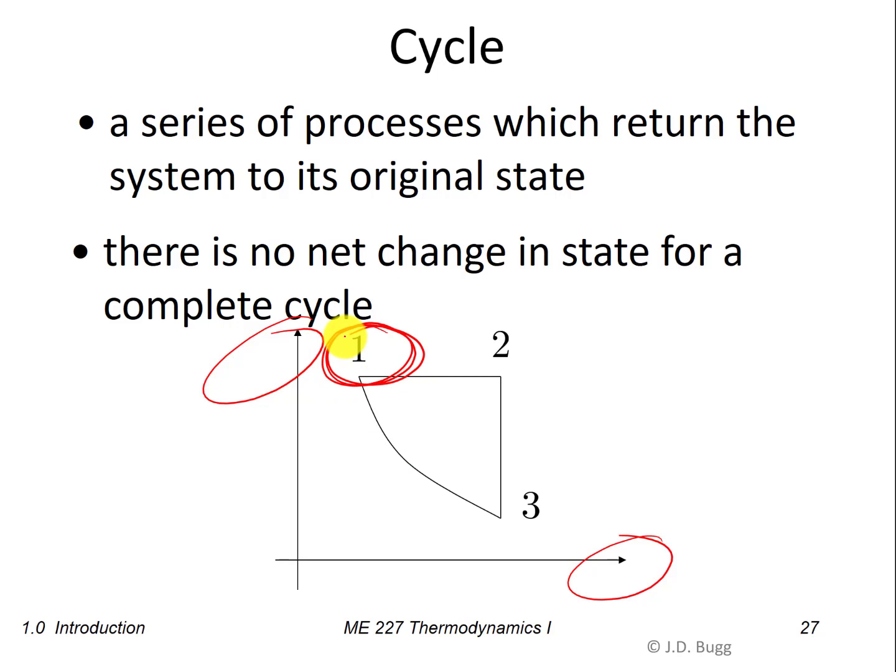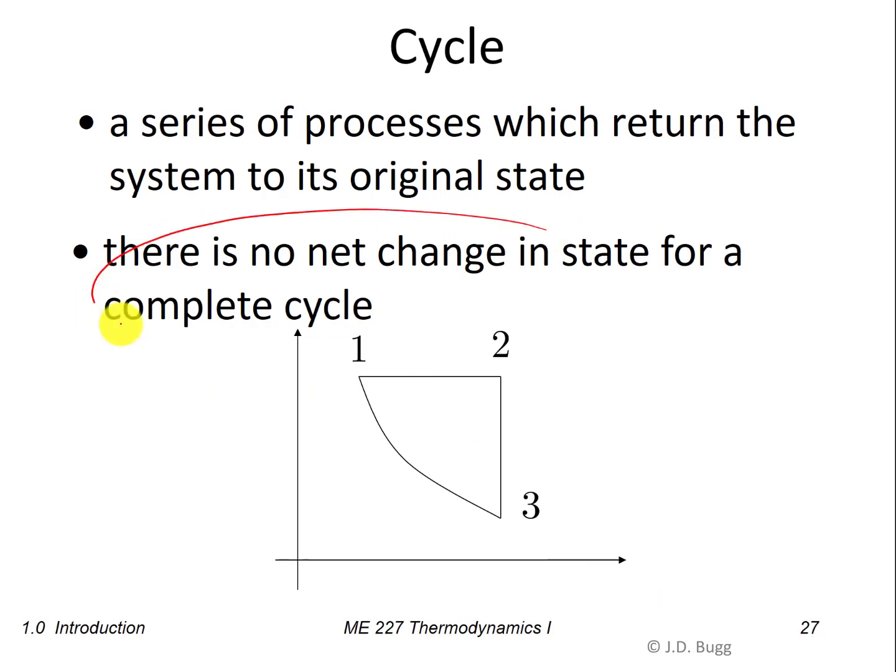So because of that, this second point is true. For a cycle, there is no net change in state. So for instance, if this vertical axis happens to be pressure, the pressure change from 1 to 2 is 0. From 2 to 3, the pressure drops. From 3 to 1, the pressure increases. If we add up all those pressure changes, it has to come to 0 because we're returning back to the same state. So there's no net change in state for a complete cycle. And that becomes a very important characteristic of cycles that we can use to analyze these systems.